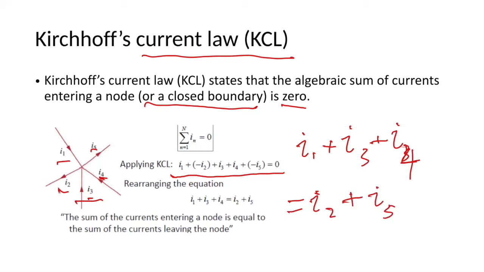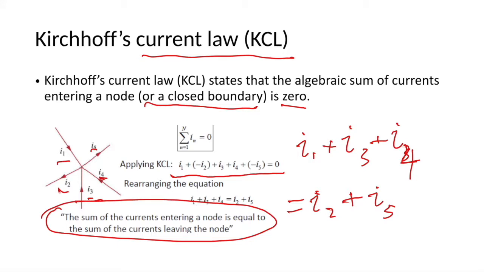So the KCL has two forms. I prefer the second one, where we write down that the sum of the currents entering the node equals the sum of the currents leaving the node. So remember this. This is KCL.